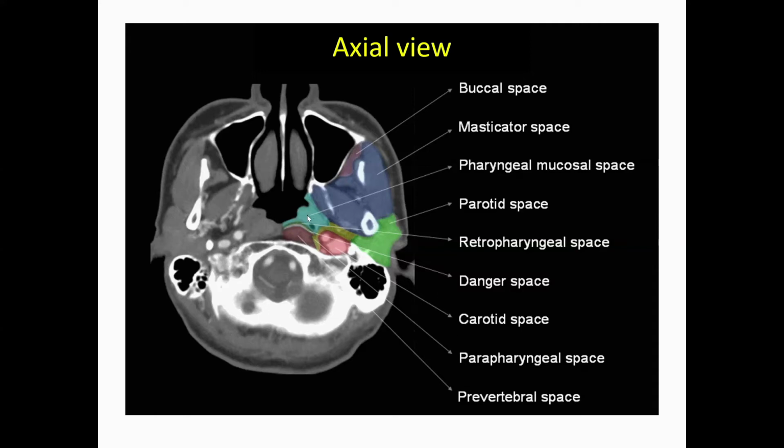If any tumor spreads anteriorly, the patient will have nasal symptoms like epistaxis, nasal blockade, and nasal discharge. So these will be the symptoms when a tumor spreads anteriorly. When a tumor spreads into the parapharyngeal space, this is the parapharyngeal space, and this is the retropharyngeal. In patients with parapharyngeal space involvement, the parapharyngeal space contains the lower cranial nerves, and the lower cranial nerves will be involved.